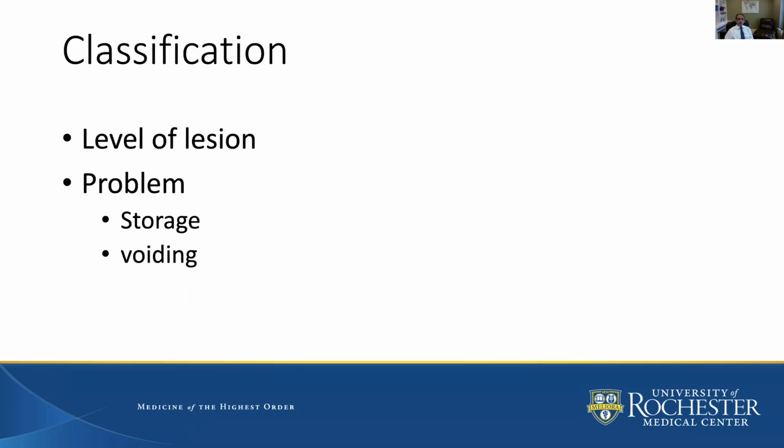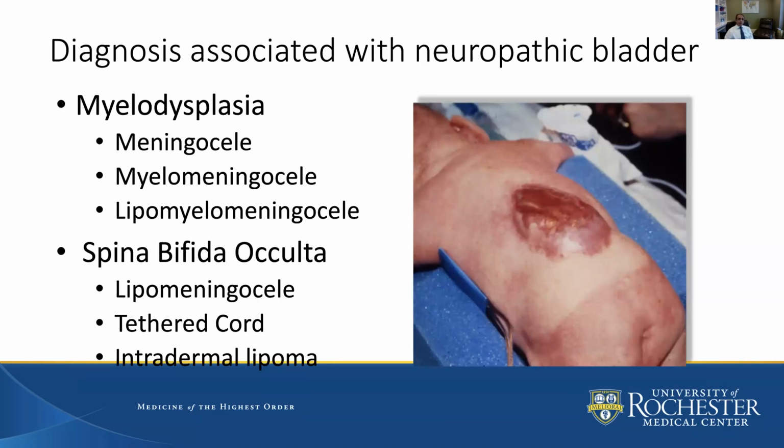Classification is also based on the level of lesion, and also depending on the symptom, if the patient has storage symptoms or voiding symptoms. Especially in kids, I know there are a lot of other conditions which contribute to the neurogenic bladder in adults, but in kids, myelodysplasia is one of the common conditions that cause neurogenic bladder. You may see meningomyelocele, myelomeningocele, and lipomeningocele.